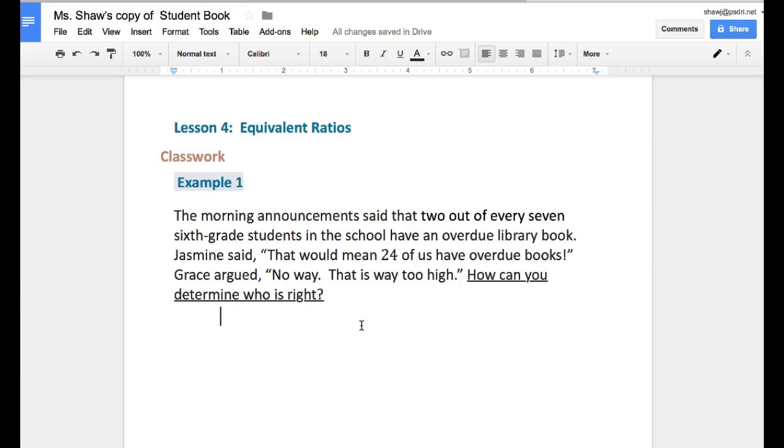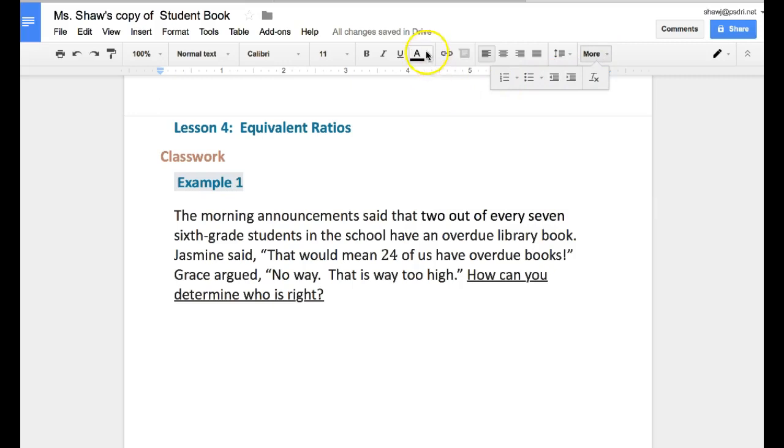Okay, so now we've got that. What information do we need to pull out of here? Well, since we're talking about ratios, we probably need to find the ratio. The morning announcement said that 2 out of every 7, there it is, 2 out of every 7. That is our ratio, and let's change that color.